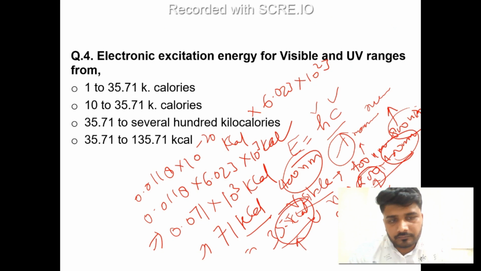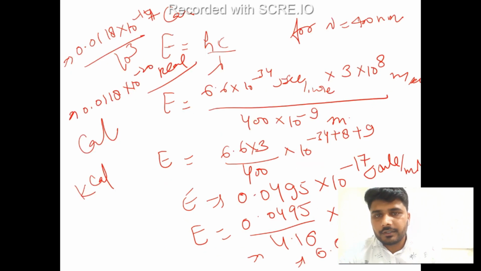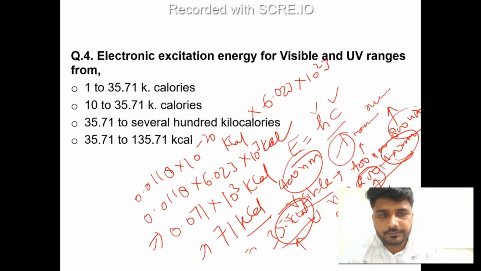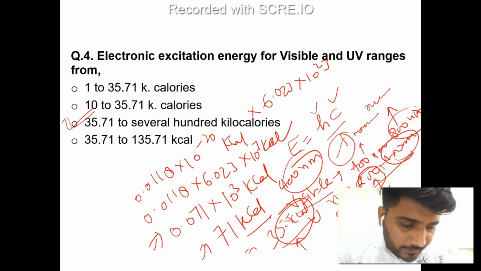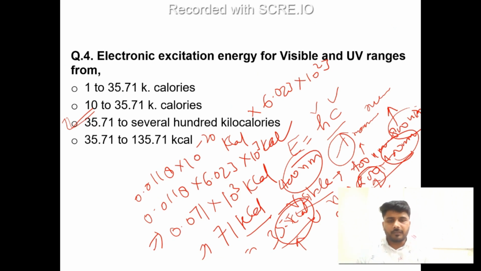Similarly, you can calculate for the UV range, that is 400 nanometer. You will get this answer, 35.71 to several hundred kilocalories. You have to use only the basic formula.